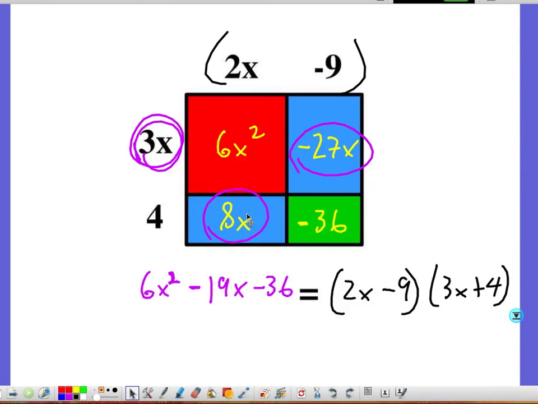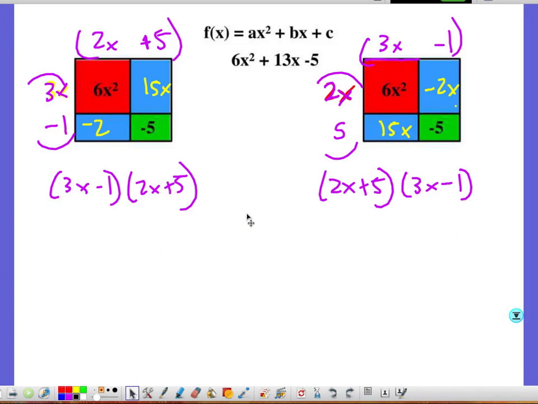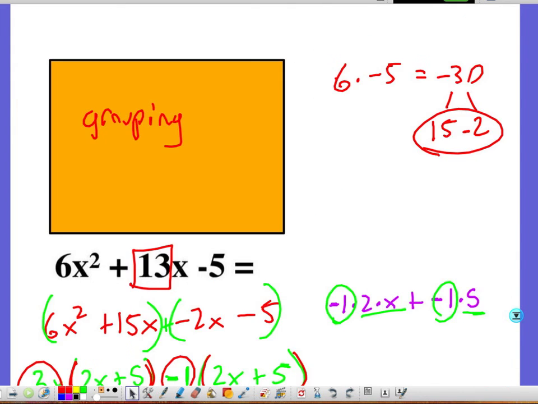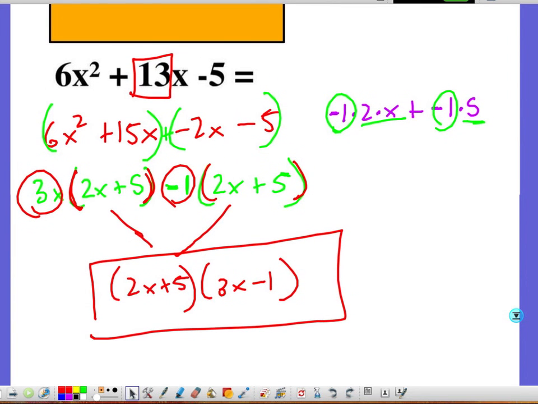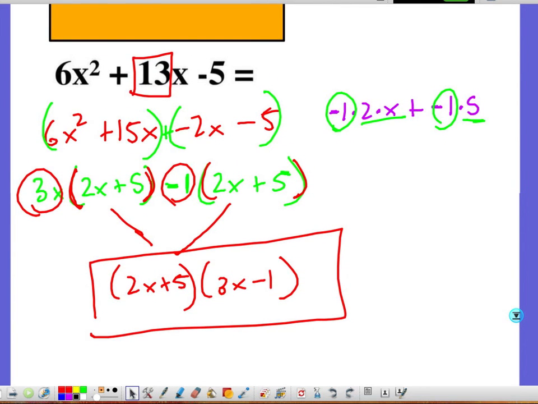Alright. My personal preference is the box method. It's very simple, but if you find the grouping method to be more helpful to you, then by all means use this method.